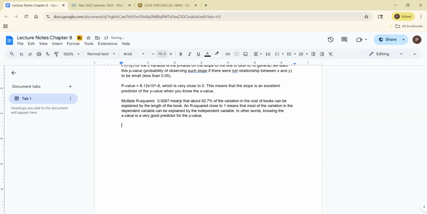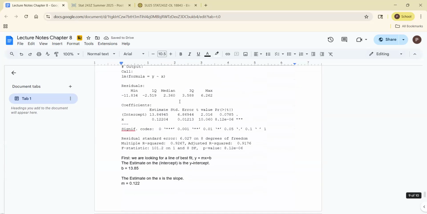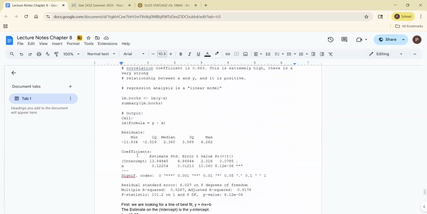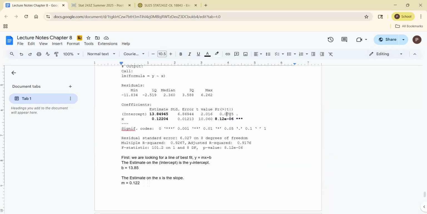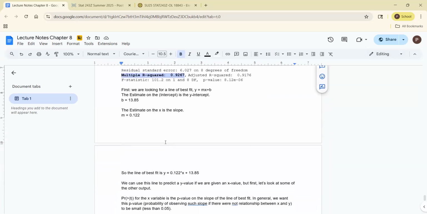Okay. So those are the pieces that we really care about. I'm actually going to bold them. So let's bold that one. Let's bold that one. Let's bold that one. We tend not to worry too much about the p-value for the intercept, but it's there, and the multiple r squared. So those are the main pieces that we take away from a linear regression analysis.